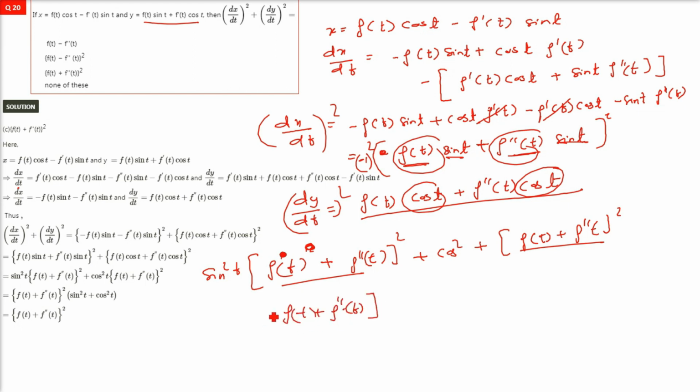When you take this out, what will be inside? Sin square t plus cos square t inside. And you know that sin square t plus cos square t is 1. Means sin square theta plus cos square theta is 1. So (f(t) plus f''(t)) whole square will come. This is your option. Option C is the correct answer.